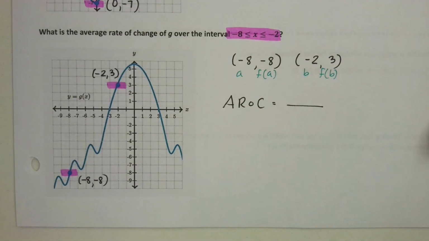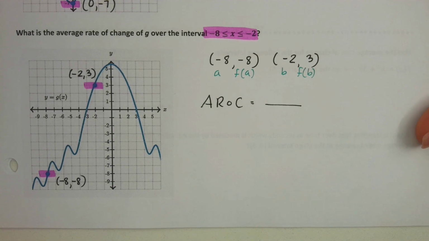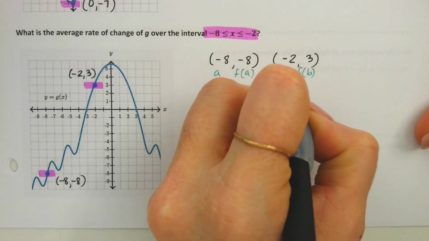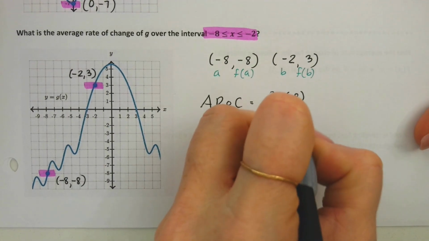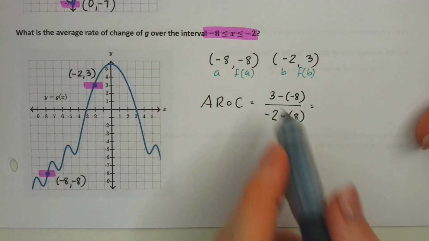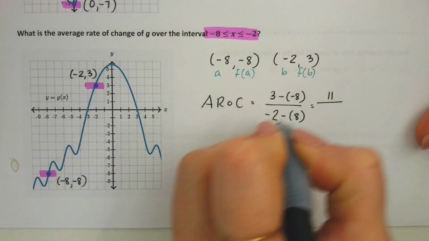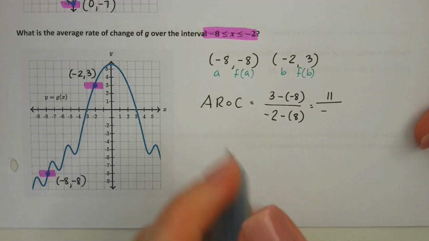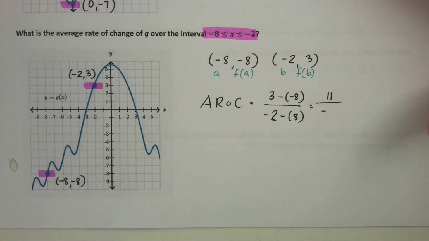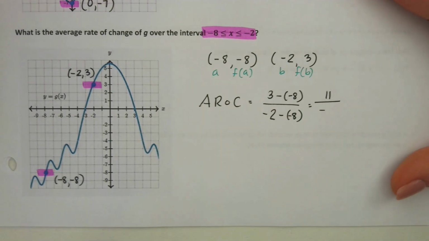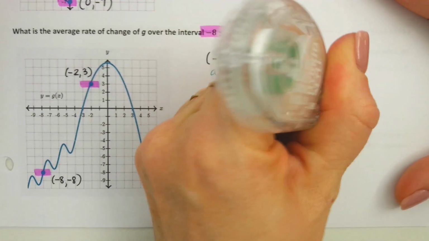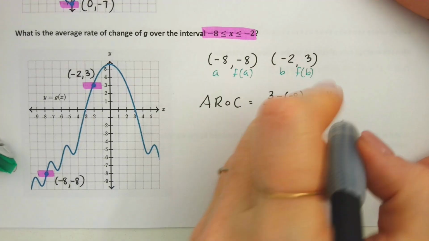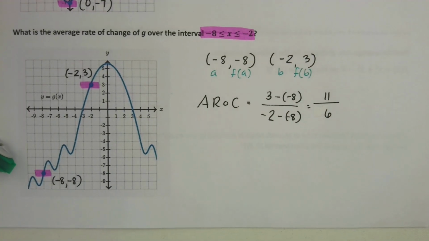On the top, we'll have what minus what? What minus what on the top? 3 minus negative 8, yeah. And on the bottom, we'll have negative 2 minus negative 8 again. 3 minus negative 8 would become 11. Negative 2 minus negative 8 would be a positive 6, right? Does that reduce? No, it does not reduce.